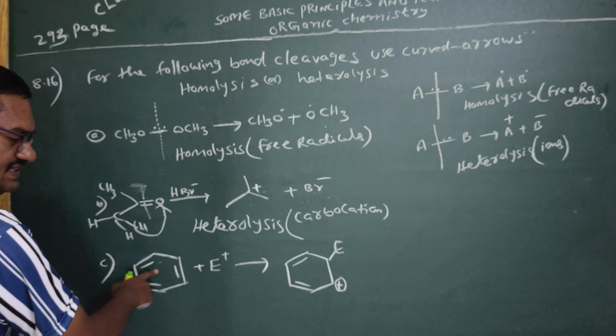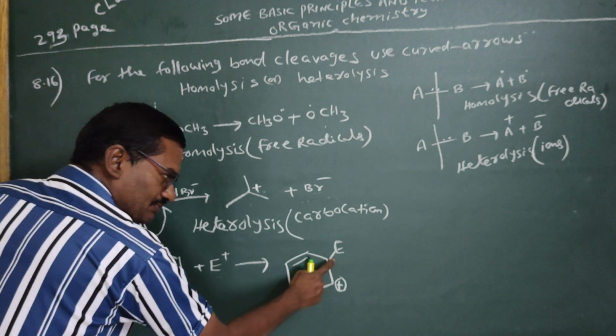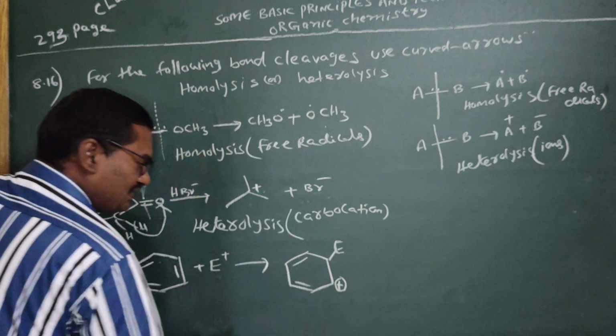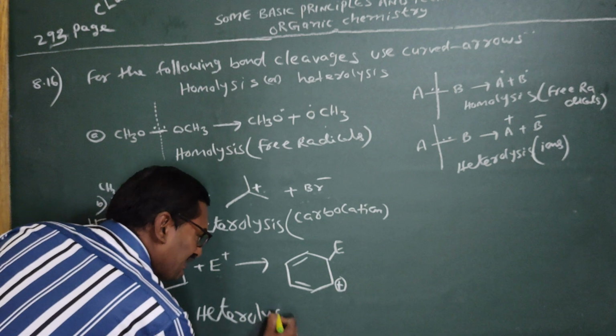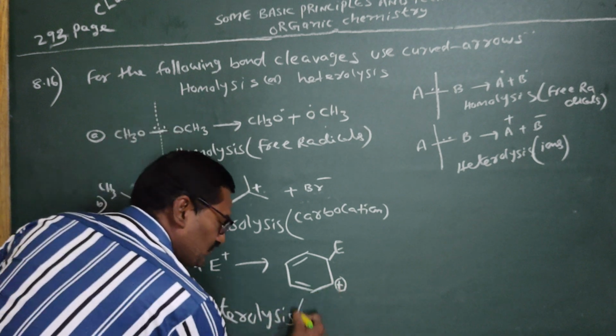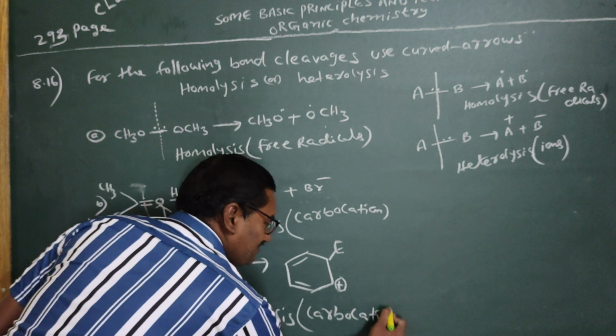Again, the last one, benzene electrophilic substitution. The electrophile enters into the place, and a plus is formed in this place. So it is also heterolysis, and an ion is formed. The intermediate compound is a carbocation.